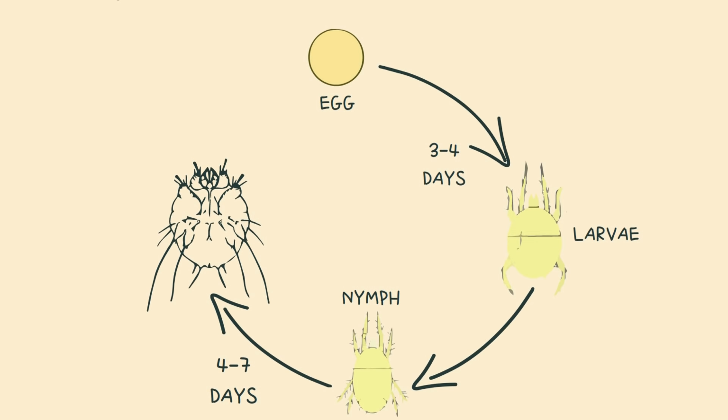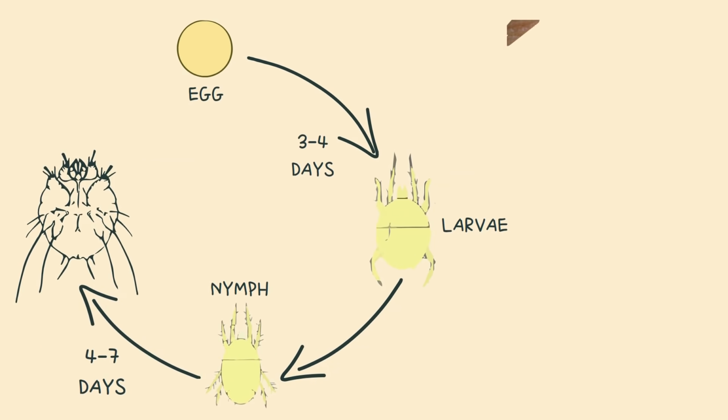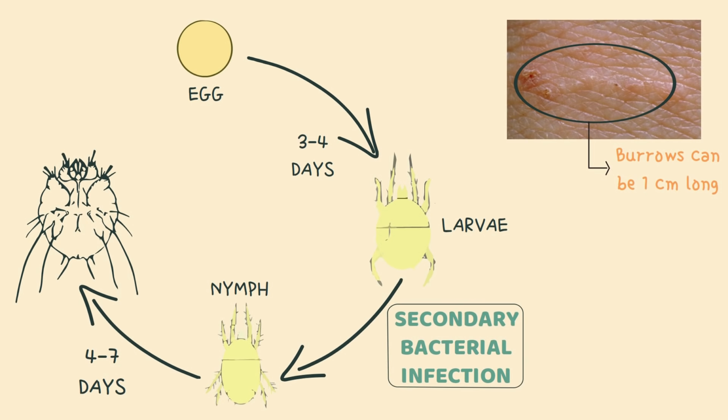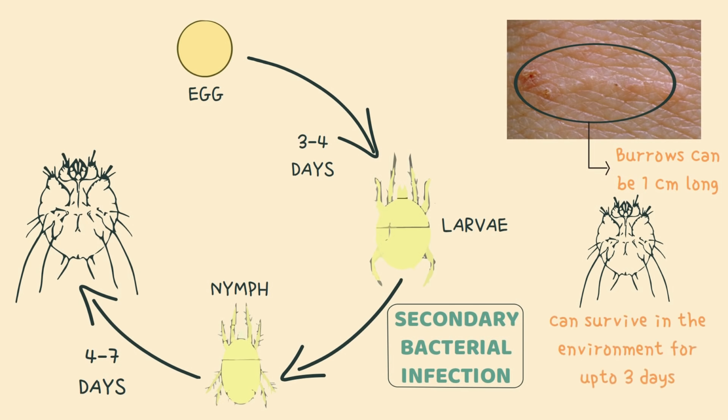The burrows of the mites are often visible as very thin lines, mostly less than 1 centimeter in length. Often, scratching of these itchy burrows results in bacterial infection of the skin, so-called secondary bacterial infection. The scabies mite is capable of surviving in the environment outside of the human body for up to 3 days in normal room conditions.